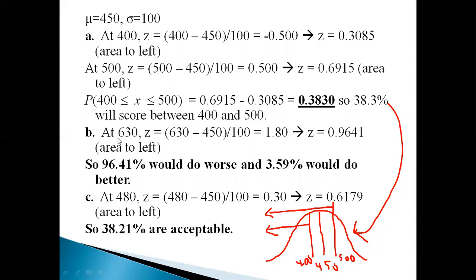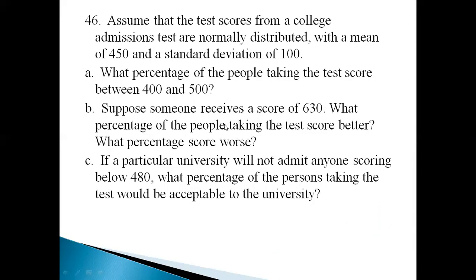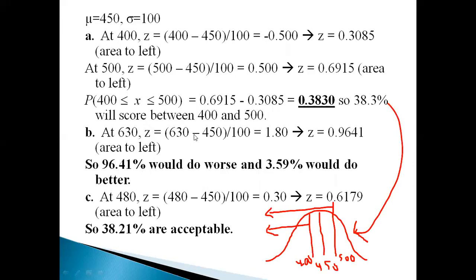Now for B, it said, what about the 630? What will score better and what percent will score worse? So at 630, we get 1.8. And again, this is the probability, not the z. That's 0.9641. And so what does that say? Well, at 630, that's way over here, and it's going to be the value all the way down here. So that means worse is going to be below that. So 96.41% will do worse, and only 3.59% is actually going to do better than that 630 value.